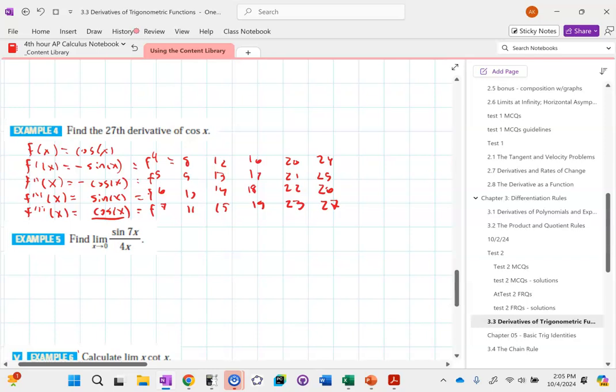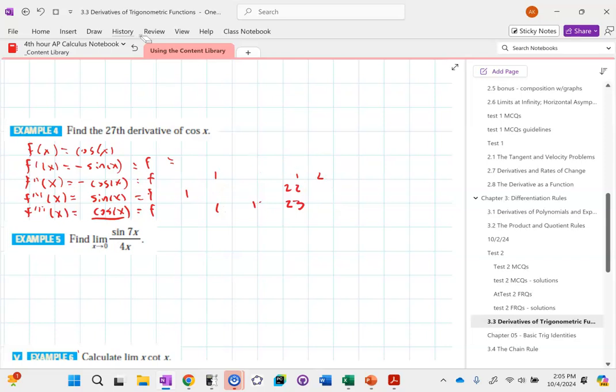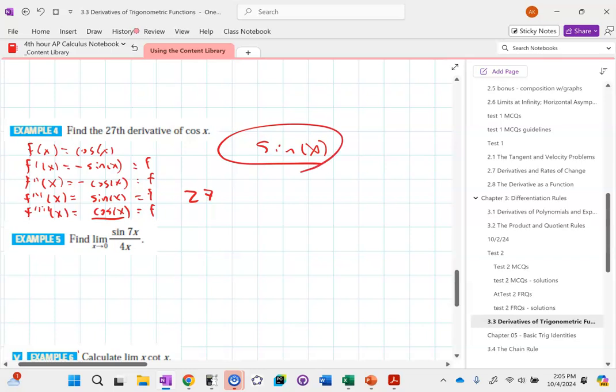Did I make a counting mistake? Where did I count wrong at? No, this is the first derivative. Second, third. Oh, I did. Yeah, I did 3, 3. Oh, my goodness. Yeah, you're all totally right. Yep. Thank you, Alex. So this one would have been the 27th then. So it's sine x. Thank you.